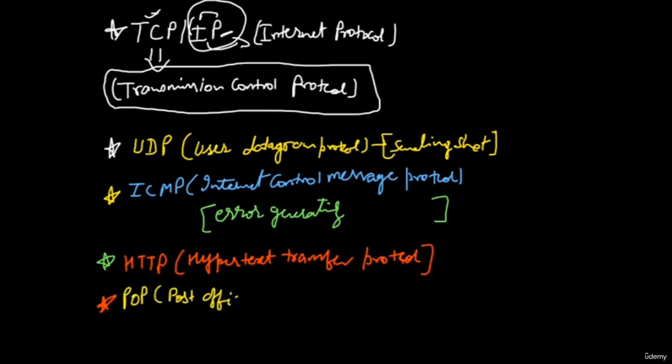The next one is POP, that is Post Office Protocol. It works like a digital post office, where you can send or receive your email and retrieve it in a remote way. It's not very popular now, but it was popular once.